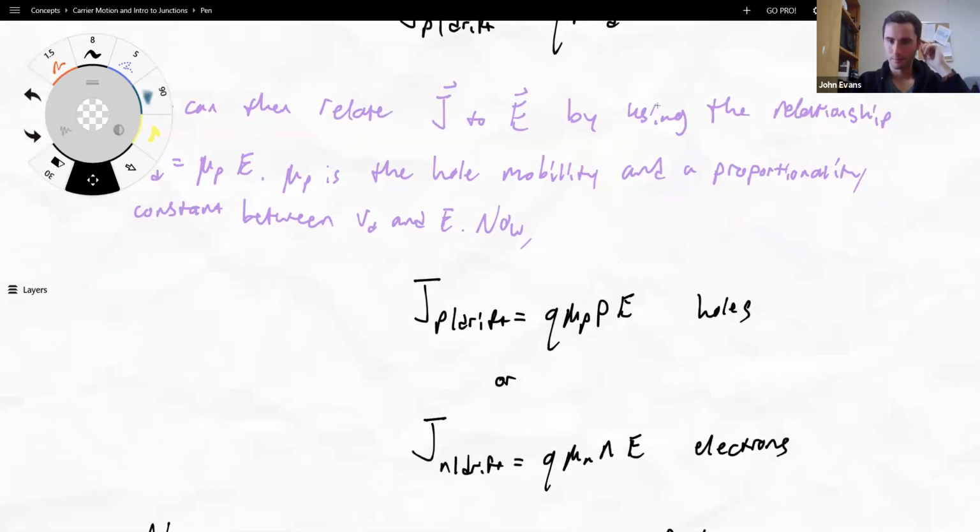So now we have our drift current density in terms of some fundamental constants that are easy to either measure or calculate, right? It can be difficult to measure what the actual velocity of the carriers is in a normal experimental setup. But usually the mobility is known. It's usually a tabulated value, so we don't have to worry about that. And the electric field we can calculate. We can figure that out pretty easily.